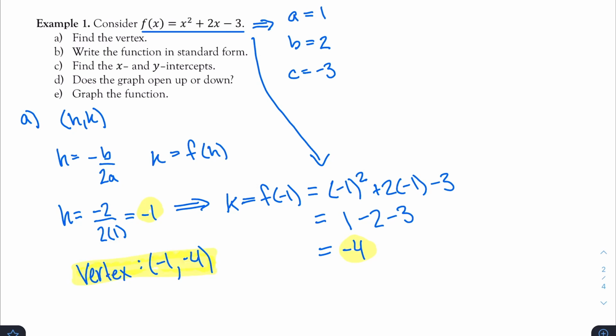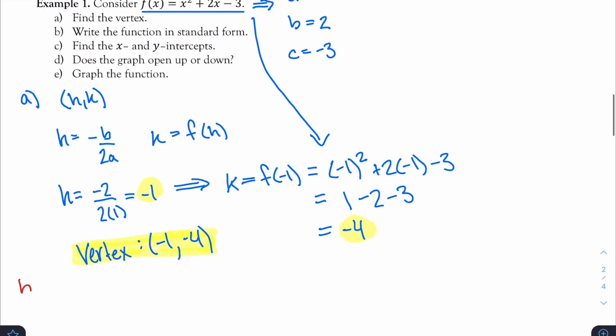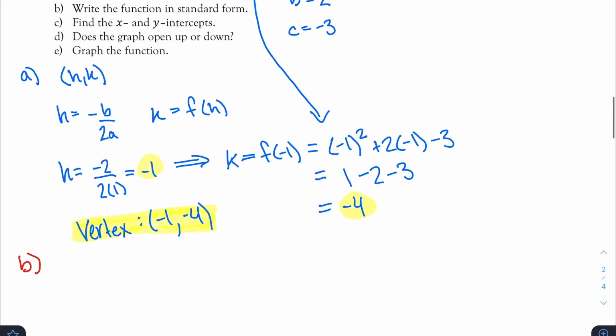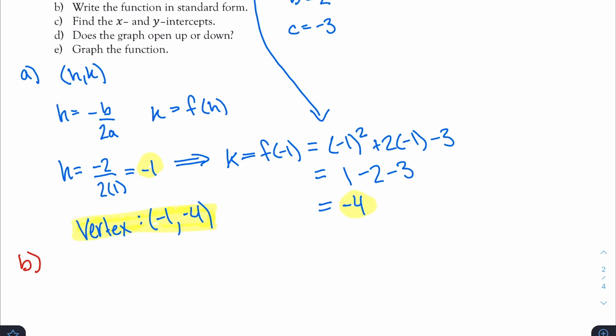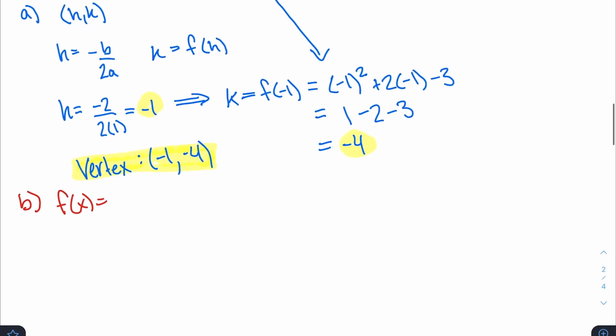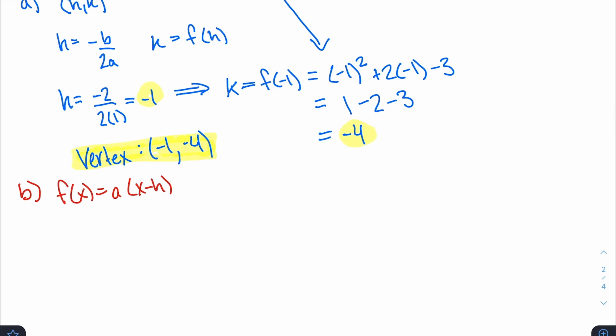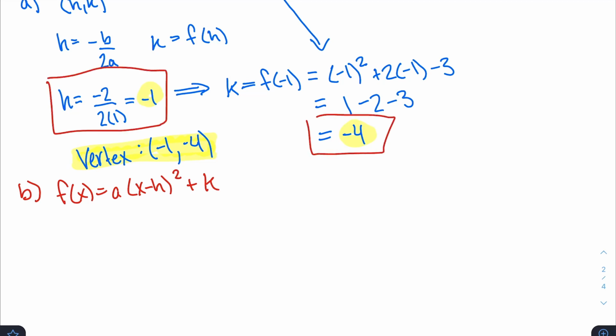Now let's continue forth. Part B. I want the standard form of my function. Well, if I have a quadratic, remember in general, standard form is a times x minus h squared plus k. So remember, I have h up here. I have k. And I know what a is from the original. We know that a is still equal to positive 1. So if I fill in all the blanks, I have f of x is equal to 1 times. Notice here I didn't bother writing 1 times whatever, because 1 times any value doesn't really change our answer.